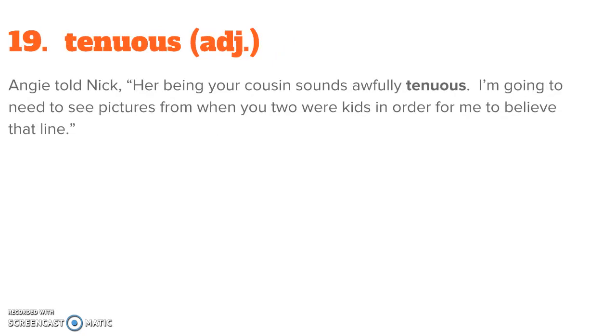Number 19 is tenuous, which is an adjective. Something that is described as tenuous is uncertain, it is weak, or it is flimsy. So a good example sentence to continue our story, Angie told Nick, "Her being your cousin sounds awfully tenuous. I'm going to need to see pictures from when you two were kids in order for me to believe that line."